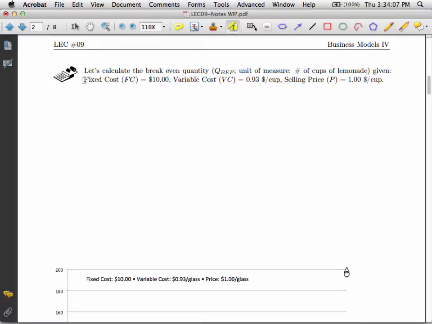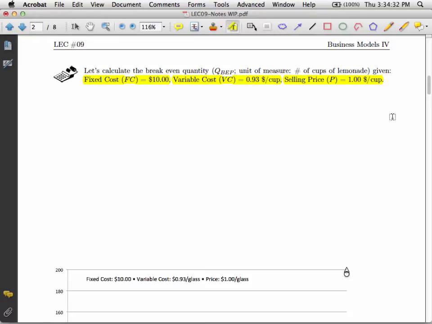We're just going to throw some assumptions in here. The fixed cost is $10. We had a variable cost, which we calculated in class, of 93 cents a cup. And we came up with a selling price of $1 per cup. And the question is, how many cups of lemonade do we need to sell in order to cover off our fixed costs and our variable costs up to that unit? Everything beyond that will be profit in our pocket.